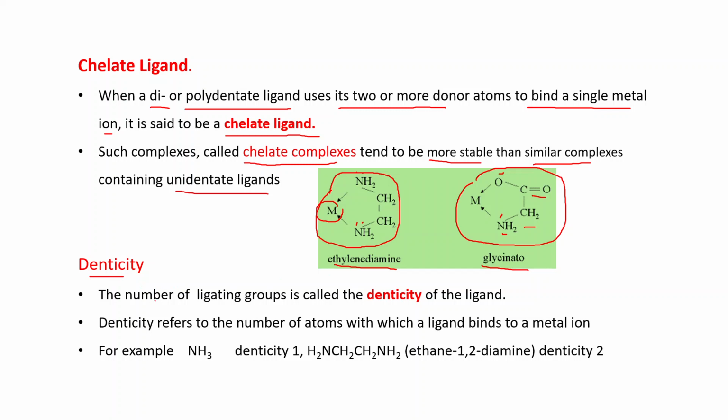Denticity. The number of ligating groups is called the denticity of the ligand, and on the basis of this denticity we have classified the ligands as unidentate, didentate, polydentate. Is it clear? That's why we can say denticity refers to the number of atoms with which a ligand binds to a metal ion. For example, NH3, its denticity is 1 because there is only one atom which can donate a pair of electrons. This is ethane 1,2-diamine, its denticity is 2 because it has these two nitrogen atoms which can donate the electron pair. Okay.